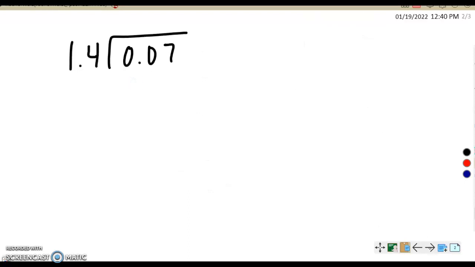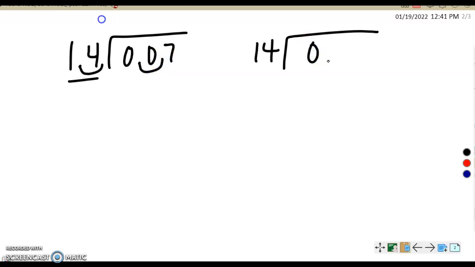Okay. Another example, this one will be where we have to add zeros to get the answer. So again, when we start dividing with decimals, you can't have a decimal as the first value, so you have to move the decimal to get to a whole number. So we're going to move the decimal 1 spot to make this 14 on the outside, and then whatever we do to the outside, we have to do the same thing to the inside. Move this decimal 1 spot. So now we have just 0.7.